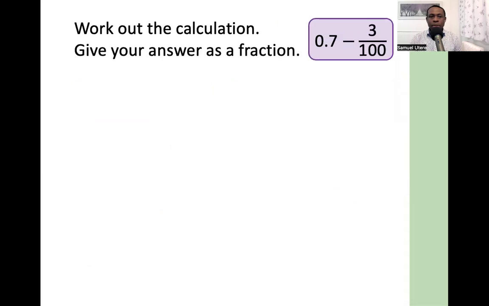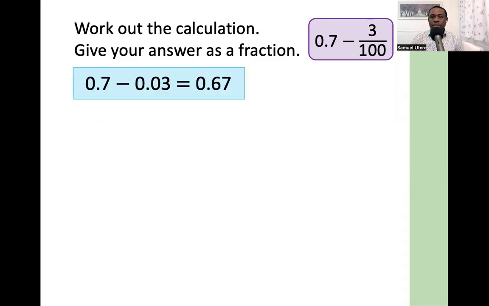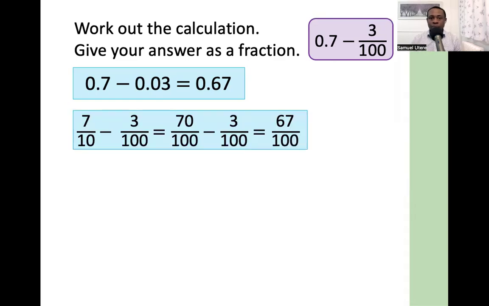Okay. Now, what about this one? If we're asked to work out the calculation, but now we are restricted, we're asked to give our answer as a fraction, we could do it in different ways. So first, we could convert 7/100 to 0.07. So first, we do it as a decimal if you find that easier. And then when you finish, you convert that to a fraction because that's what you were asked to do. So you convert this to a fraction, which will be 67/100.